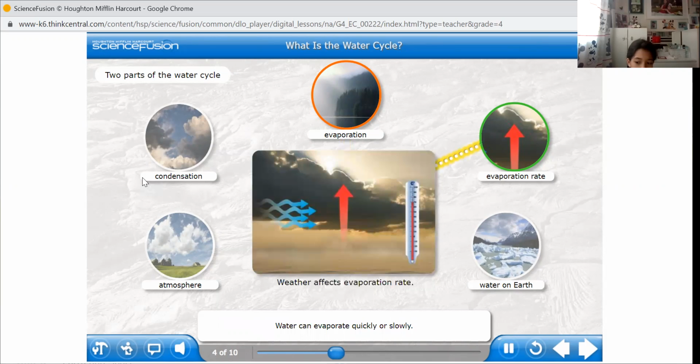Water can evaporate quickly or slowly. High wind speeds and high temperatures speed up evaporation. Cool temperatures and low wind speeds slow down evaporation. So evaporation can be very quick and it can be very slow. It all depends on the wind around it.